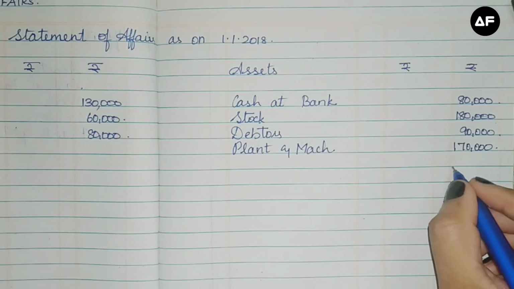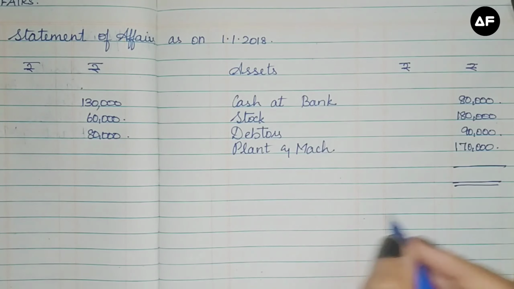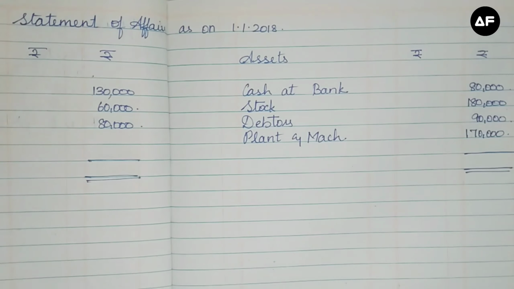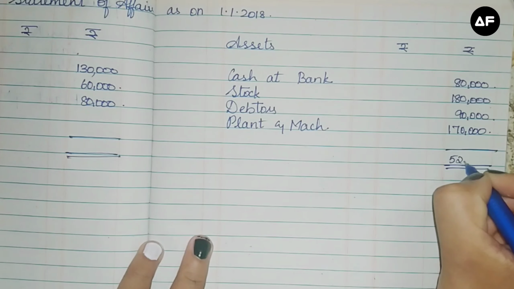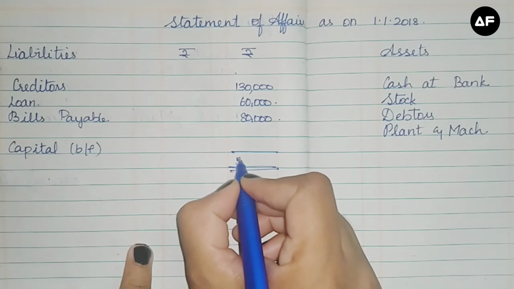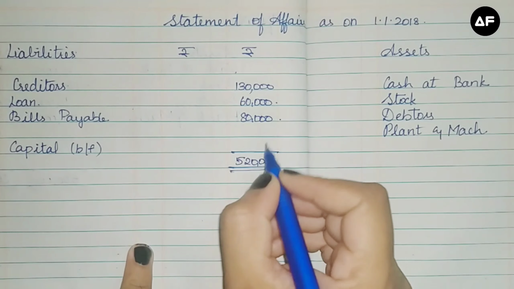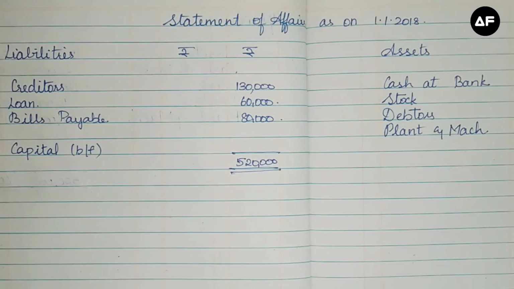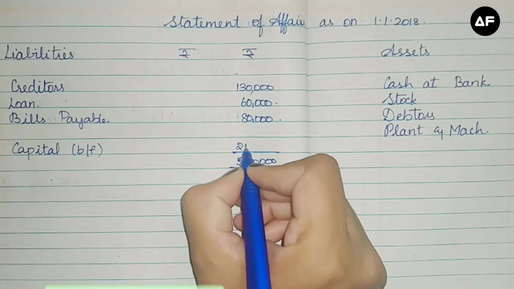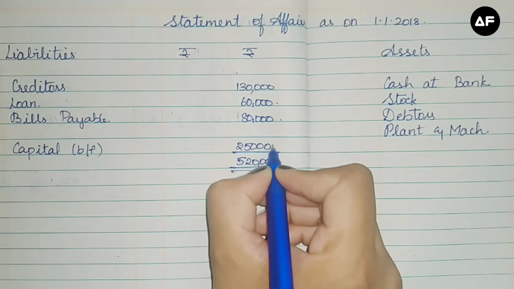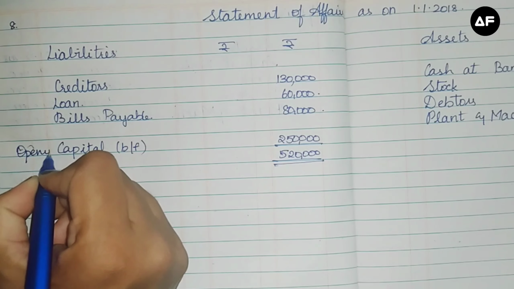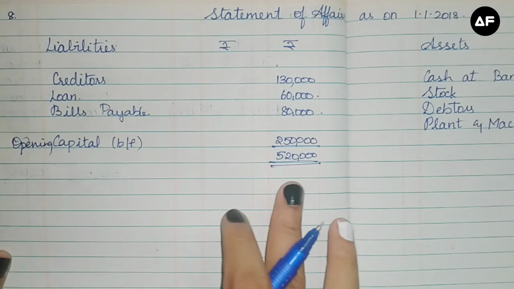Now, as usual, we are going to add up the asset side and the liability side. My asset side comes to rupees 5,20,000. That's going to be my grand total for both sides, so I write 5,20,000 here too. My liability side total is only 2,70,000. So 5,20,000 minus my liability side total 2,70,000, I get a capital of 2,50,000. This is going to be my opening capital, so you can write over here opening capital also. Opening capital, which is my balancing figure, is 2,50,000.